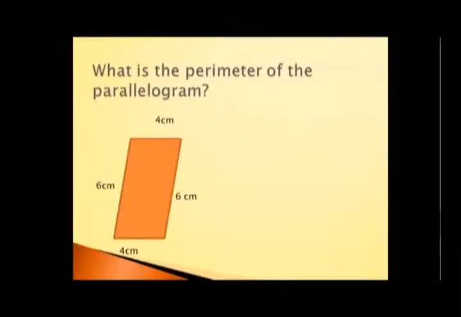Now we're going to find the perimeter of a parallelogram. Let's look at it. Here we have our parallelogram. A parallelogram is a quadrilateral with opposite sides and angles that are equal. Now, here we're going to find the perimeter for this parallelogram. Do that quickly for me, boys and girls. I know you're getting better at this.